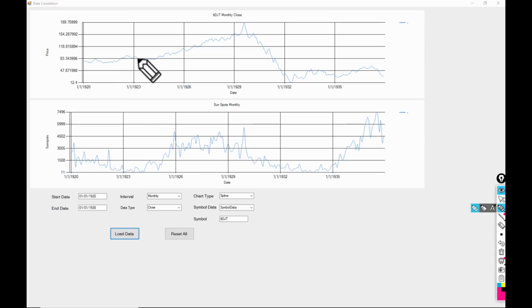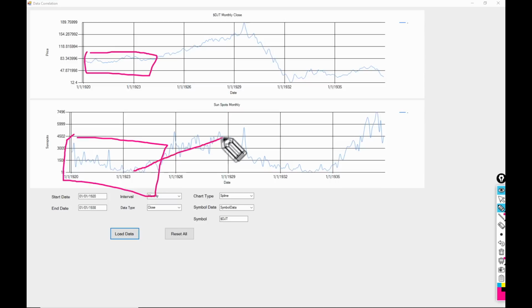Okay, so we can see here that we're fairly low. Pricing for the DJT pretty much matches up with the sunspots. This solar cycle was kind of weak. You know, it's not super strong, but it's still there. And we can see from about early 1923, 24, all the way.